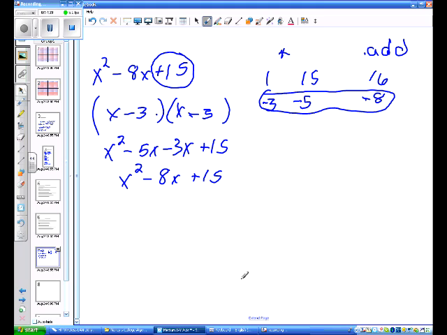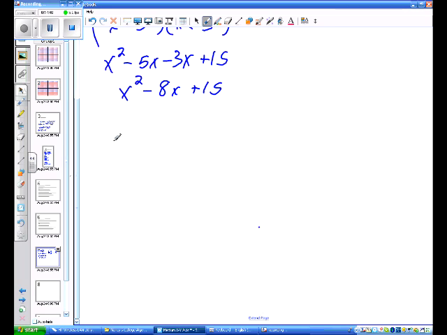All right, let's look at another one. Let's say that we have x squared minus 2x minus 15. Well, there's no common factor. We have a coefficient of 1, so we're going to go directly to our parentheses.